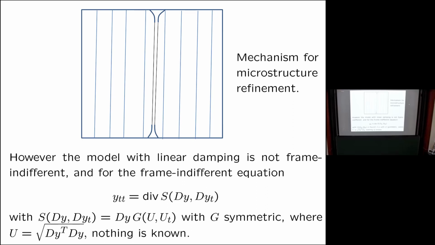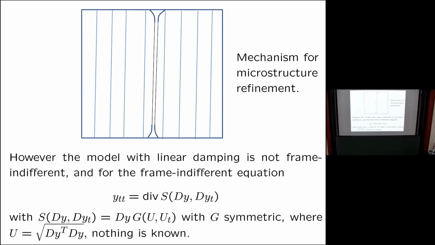Now, the last remark is that the model with linear damping is unfortunately not frame indifferent. The correct condition for frame indifference is that the stress depends on Dy_t in the following way: Dy times a symmetric tensor, which depends on U, where U is the square root of the right Cauchy-Green tensor, and its time derivative.